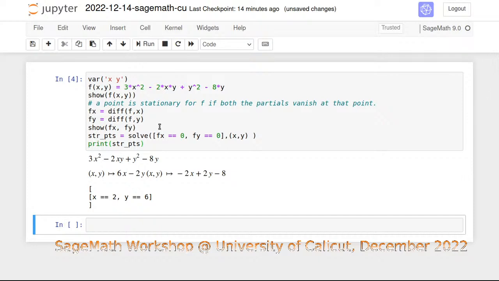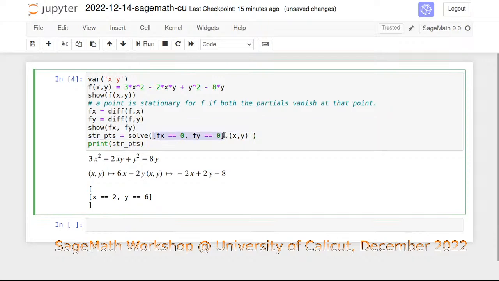x equal to 2 and y equal to 6 is a stationary point. That means x equal to 2, y equal to 6, or (2, 6), is a stationary point, is what solve says. So what we are getting is the list of points which satisfy simultaneously fx equal to 0 and fy equal to 0. This is x equal to 2 and y equal to 6. There is only one point.